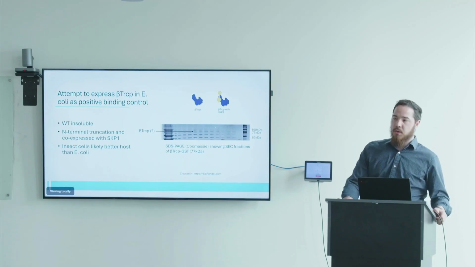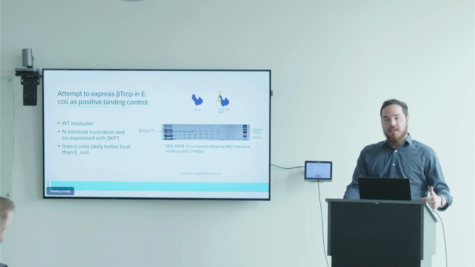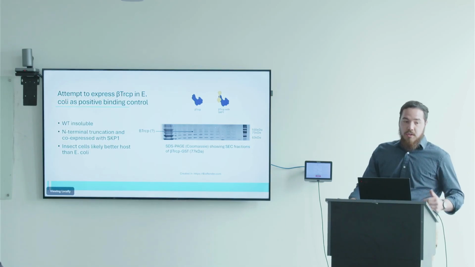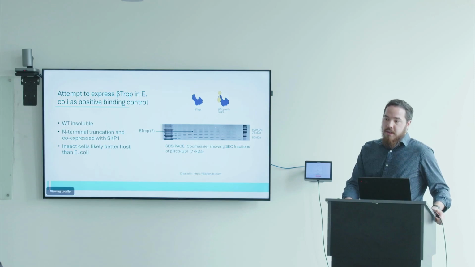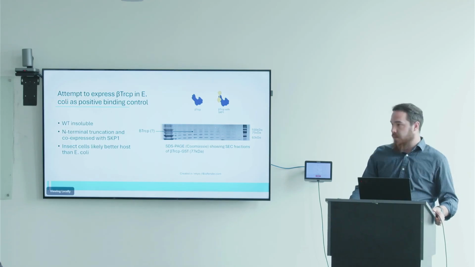So doing some more looking into the literature, we discovered that people had reported it was easier to express and more soluble if you truncated a large portion of the N-terminus, as well as co-expressing with SCIP1, which is a protein that it binds to and would allow it to be more soluble.